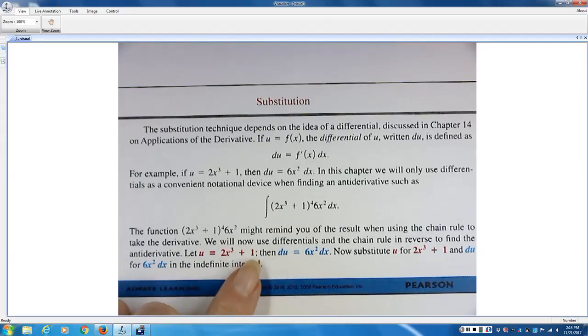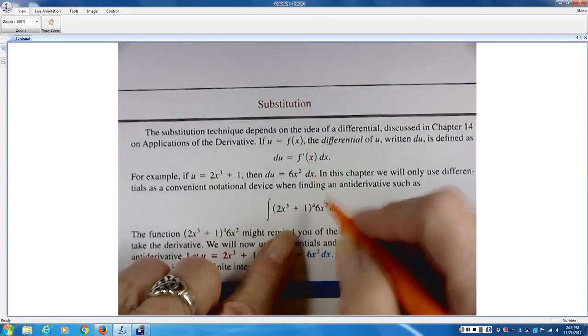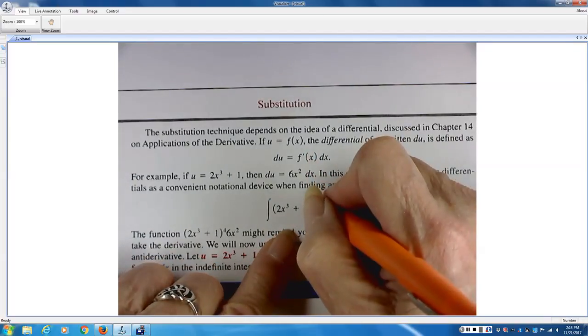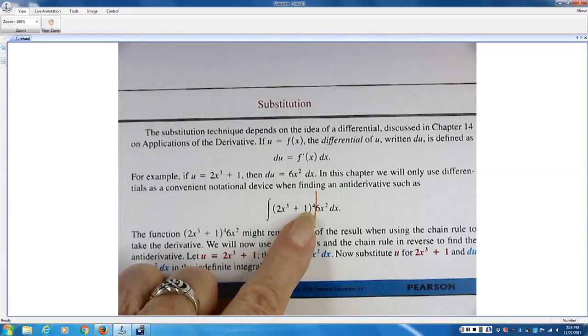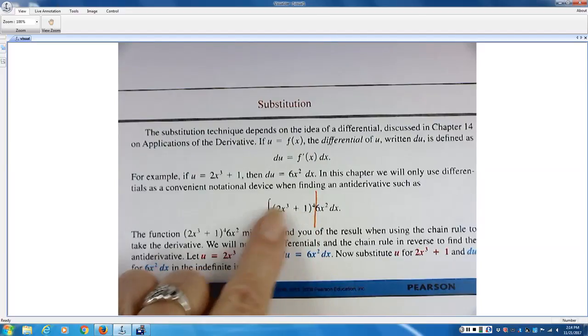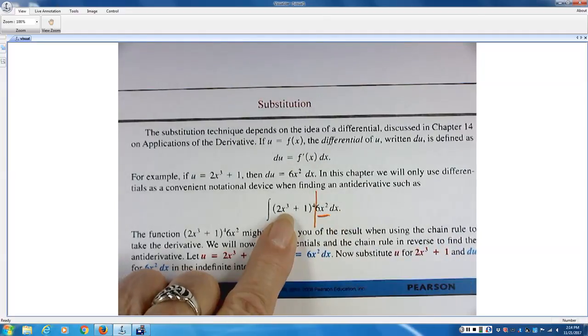The thing that you need to take away here is that if we are going to be able to integrate 2x cubed plus 1 raised to some power, which you know is a chain rule problem, right? That's the undoing of a chain rule problem. Then somewhere in this expression we have to have the derivative of 2x cubed plus 1, which means this has to be present for us to be able to do the problem.